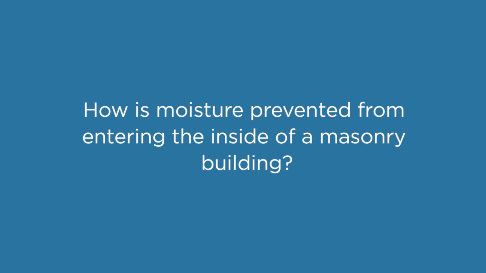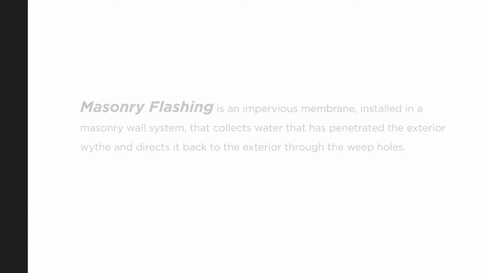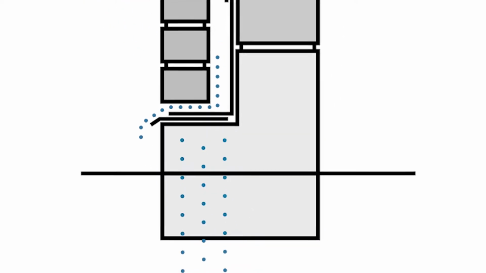How is moisture prevented from entering the inside of a masonry building? In addition to moisture barriers, masonry flashing. Masonry flashing is an impervious membrane installed in a masonry wall system that collects water that has penetrated the exterior width and directs it back to the exterior through the weep holes. Flashing also prevents upward movement of water by absorption. Thus, flashing can interrupt moisture from the ground.